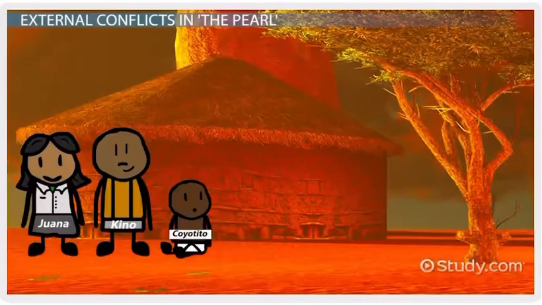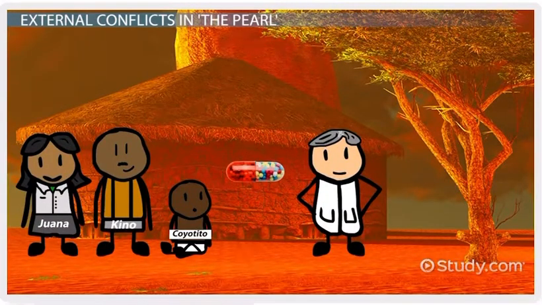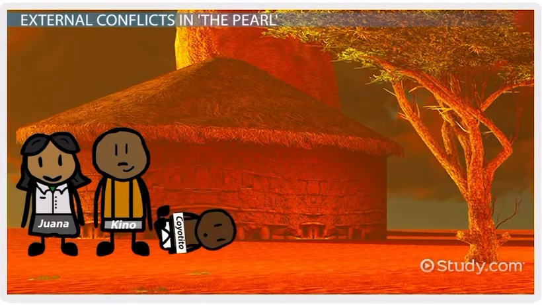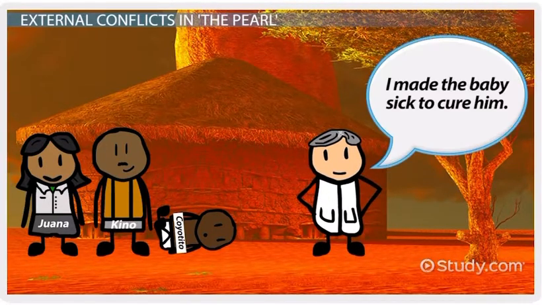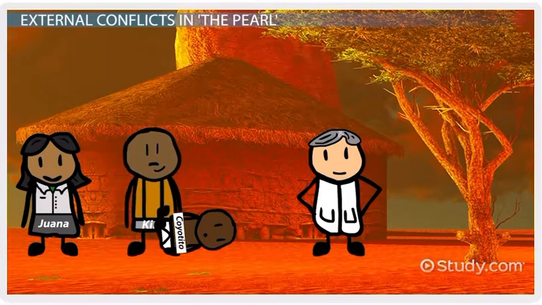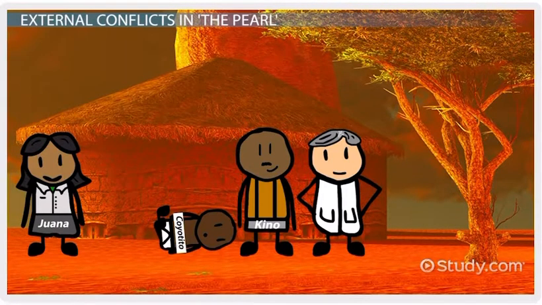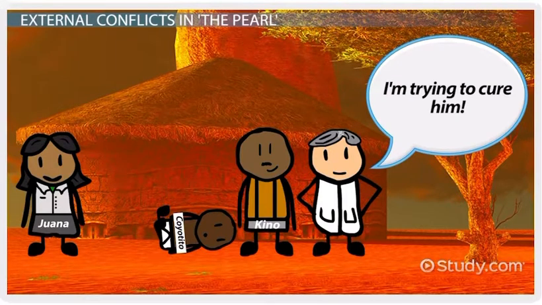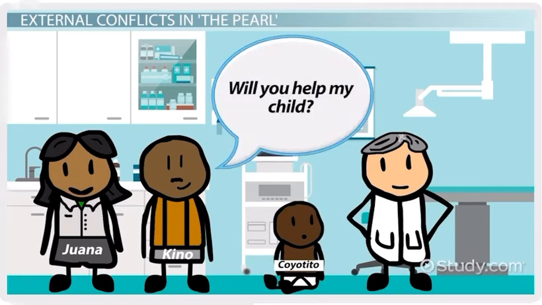Later, after the whole town is abuzz with the news of Kino's great pearl, the doctor comes to his brush hut to treat the baby with a special capsule. Koyotito becomes sick once again, but the doctor returns to save him for a price. The reader realizes that the doctor has made the baby sick so he can cure him, but Kino and Juana do not. The conflict is between the doctor and Kino, but is symbolic of prejudice and racism. The doctor is a privileged European, and Kino is an indigenous peasant. The first major conflict in the novel sets up a rage in Kino that carries throughout the plot.